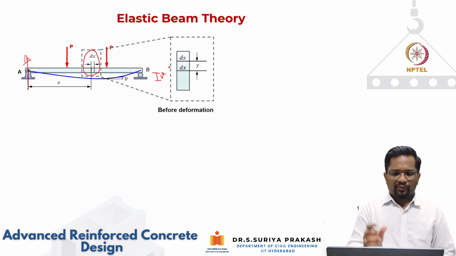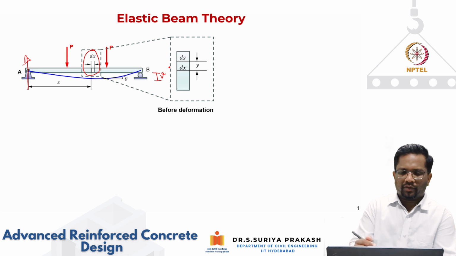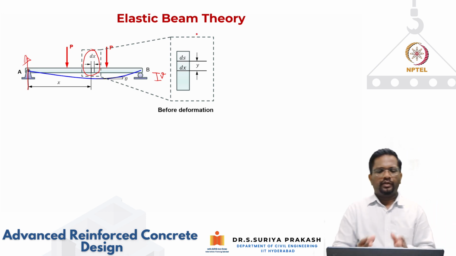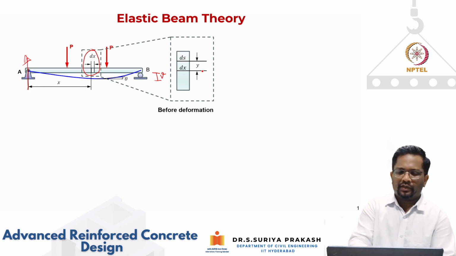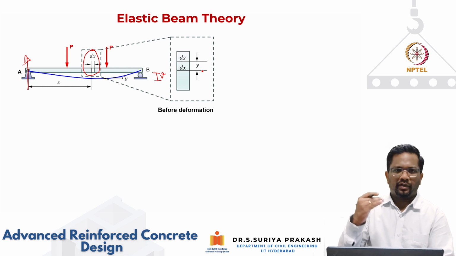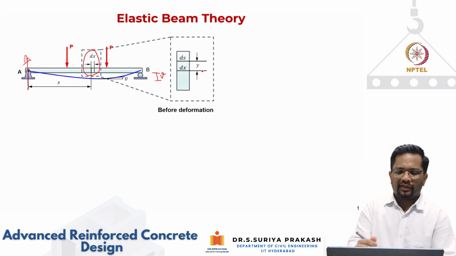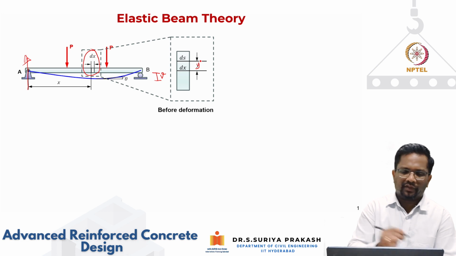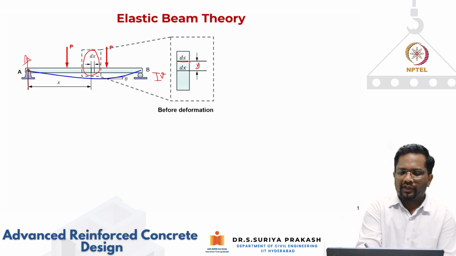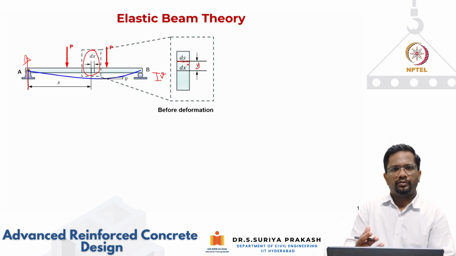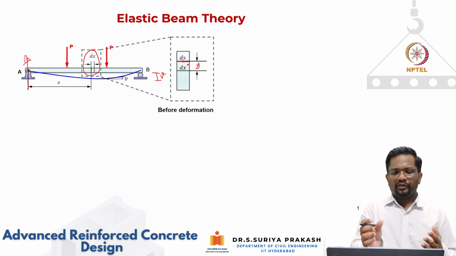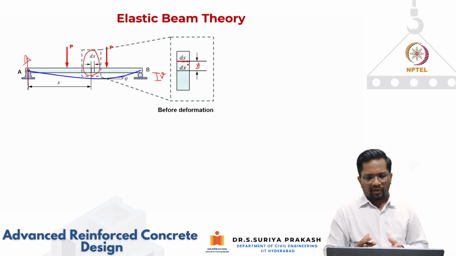and a small elemental length if I take it. What we can see here, before deformation, of course, at the neutral axis, this is going to be the neutral axis. The elemental length is going to be dx. Then any fiber that I'm taking at a distance y from the neutral axis, that length is, let's say, ds. So before deformation, of course, dx is equal to ds because neither of them has undergone any deformation. The length of element dx will be equal to the length of element ds because the member has not undergone any deformation.